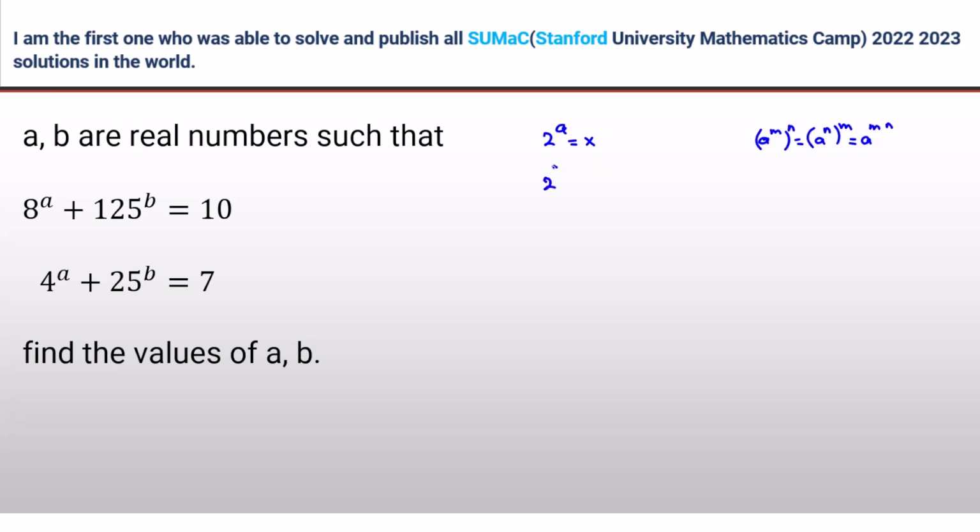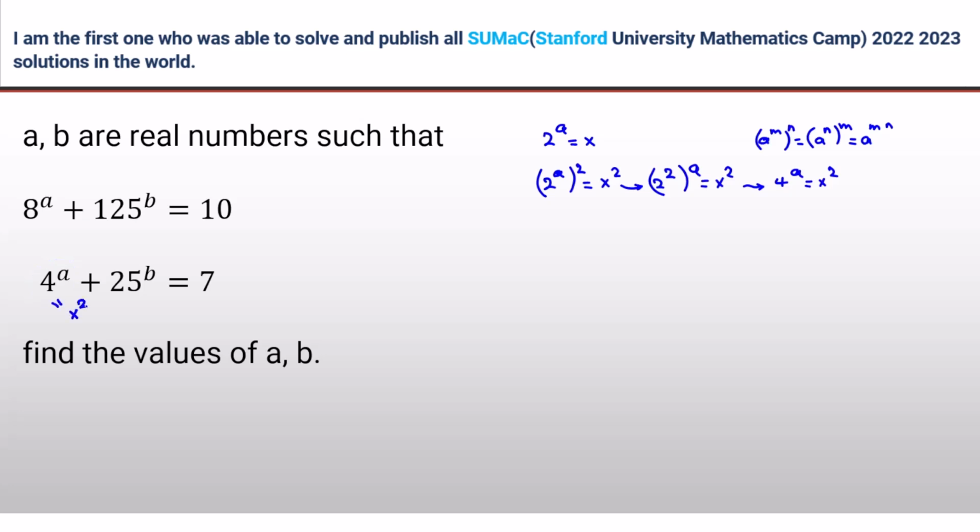So if you raise the power of 2, 2 to the A squared is equal to X cubed. By using this part, you can say 2 squared to the A is equal to X squared. We can switch M and N like this. So we can switch A and 2. So 2 squared is 4. 4 to the A is X squared.